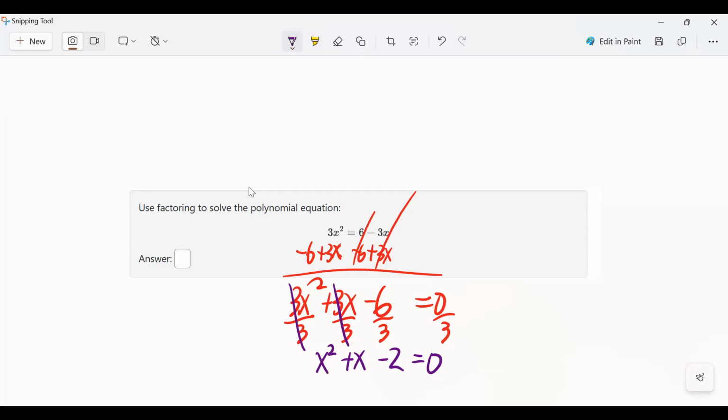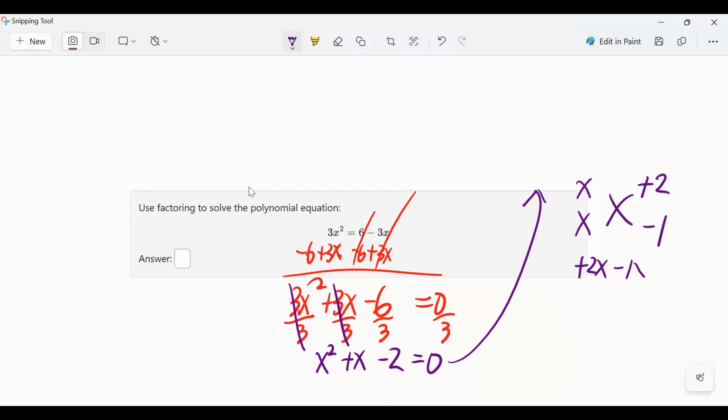Once you do that, it's a lot simpler to factor at this level, right? So now let's factor. x squared, that will be x and x. Then 2 and 1, one of them is positive 2, the other 1. Cross multiply the positive 2x minus 1x, it's 1x, the positive middle term. So two factors, x plus 2 and x minus 1.